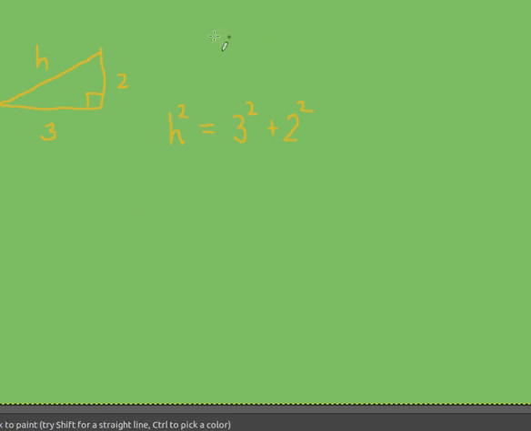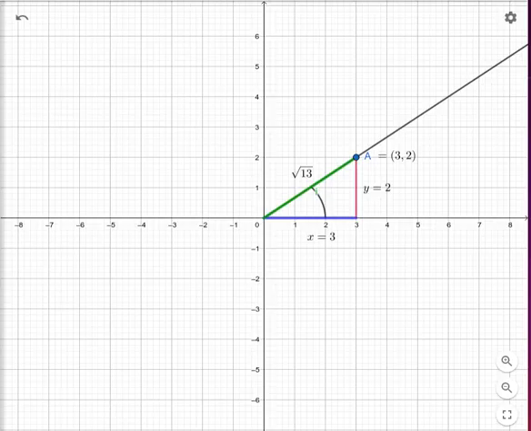Of course, by the Pythagorean theorem, we know that h squared is equal to 3 squared plus 2 squared. So h squared is equal to 9 plus 4. h squared is equal to 13. So h is equal to the square root of 13. So this green segment, the hypotenuse of this right triangle, is the square root of 13. Now let's call this angle alpha.